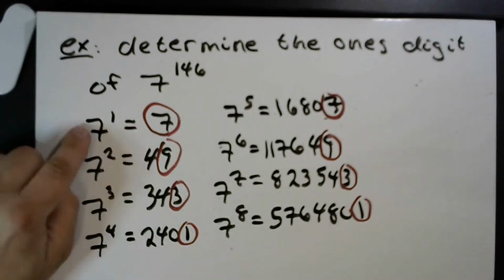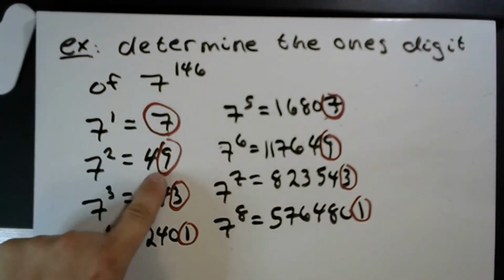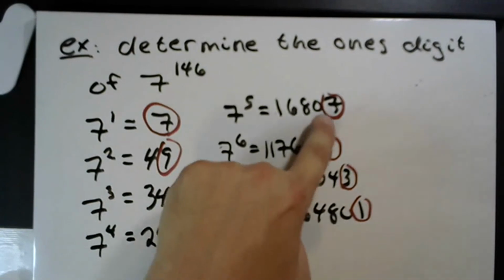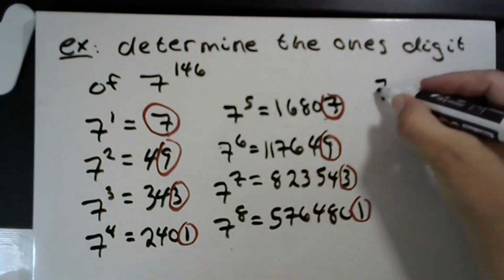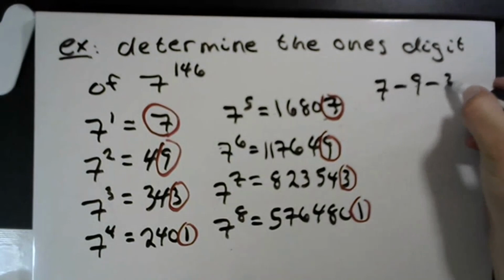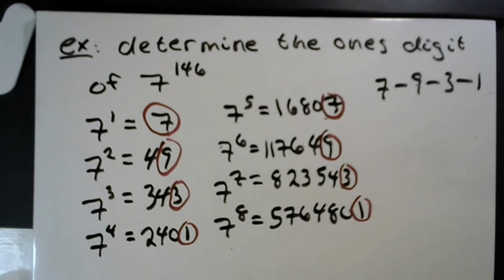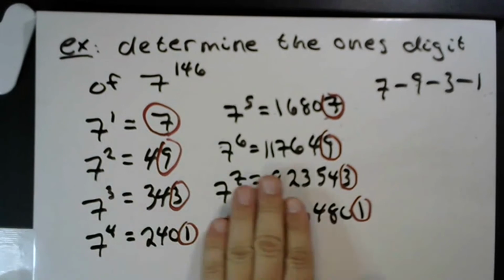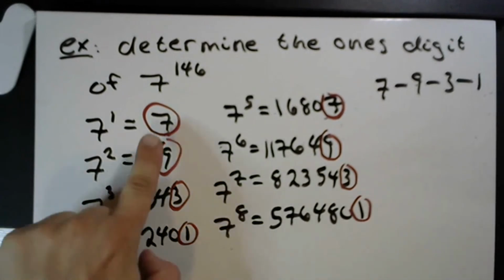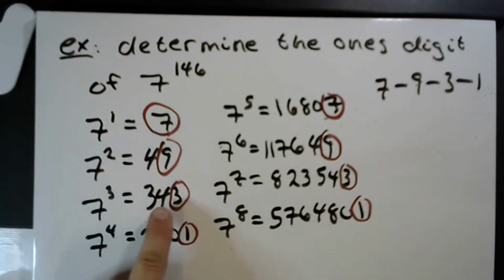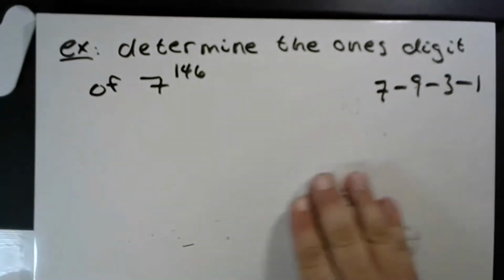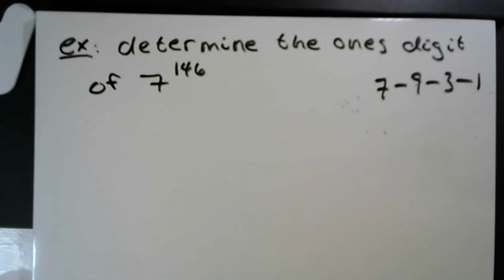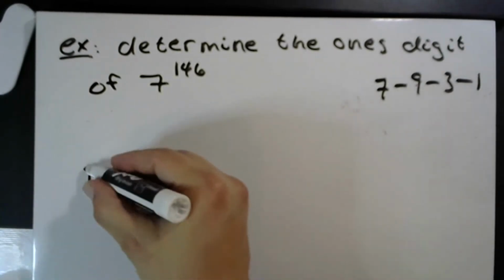So let's take a look at this. 7 to the 1, 7, 9, 3, 1, and then we repeat 7, 9, 3, 1. So what's going on here? Well, we've got this pattern of 7, 9, 3, 1. Now what I'm going to do is write out the exponents and the ones digit that goes with that exponent. So here's our exponents.